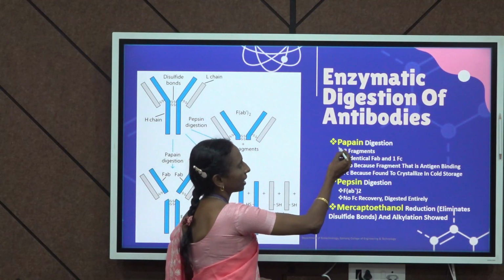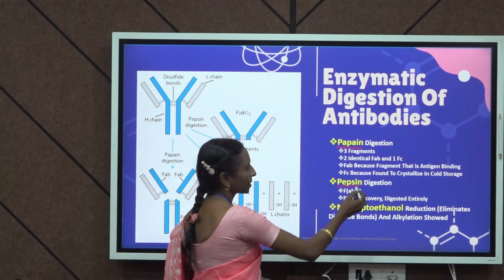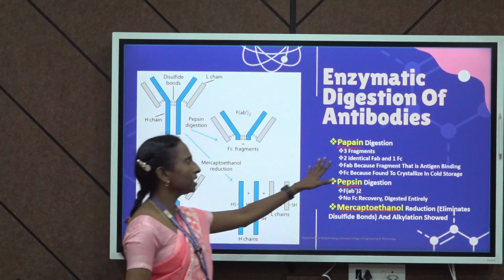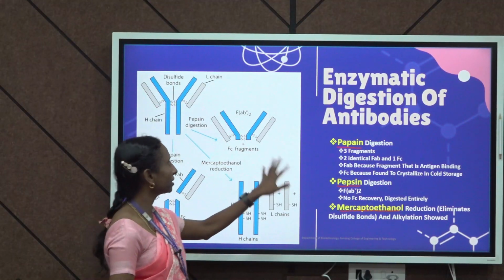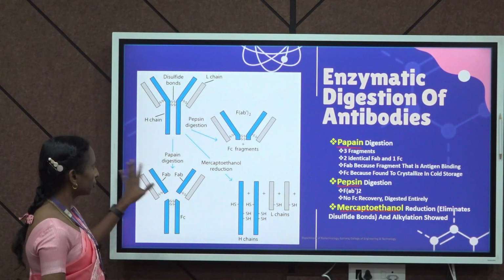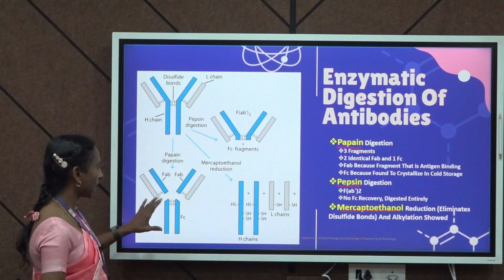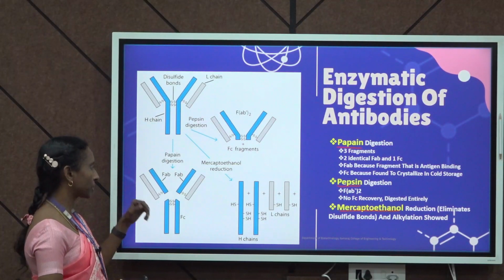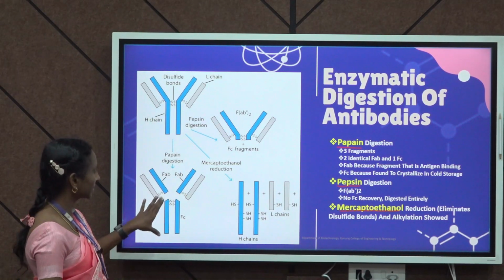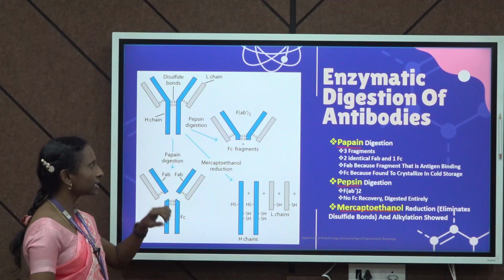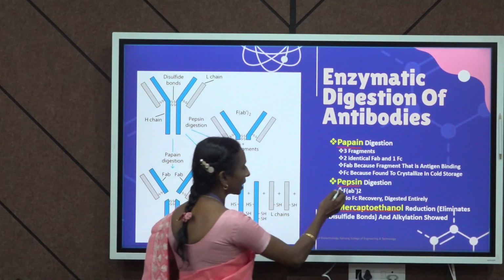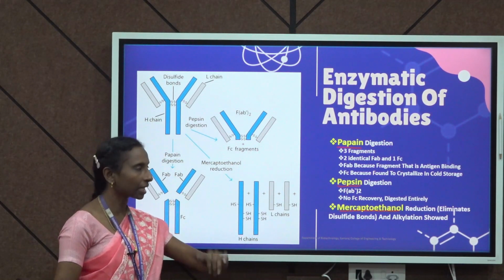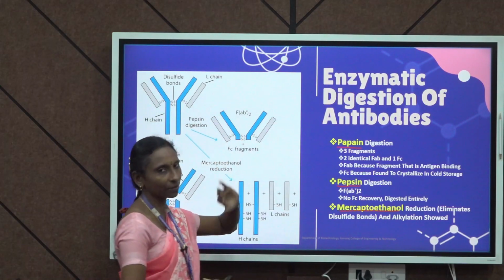If you see with papain and with pepsin, and in the presence of mercaptoethanol, the results are quite different. When papain is used for digestion of an antibody, you will see three fragments obtained. Out of the three, two are Fab and one is the Fc fragment. Fab is the antigen binding region, and this is found to be crystallized in cold storage. Whereas when pepsin is used for digestion, the entire Fc region is completely degraded, leaving behind the two Fab regions.